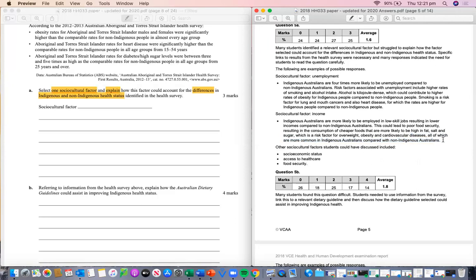The main thing you need to make sure of when you're answering this question is that with your explanation, you're focusing on how the difference is between the two, Indigenous and non-Indigenous. That's where the 3 marks lay. Again, you've got other things here: socioeconomic status, access to healthcare, or food security itself. If you didn't mention food security, but you mentioned having poor choices in diet. If you looked at socioeconomic status, you could focus on education, and then look at health literacy.